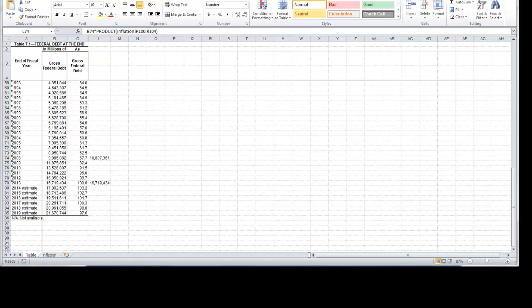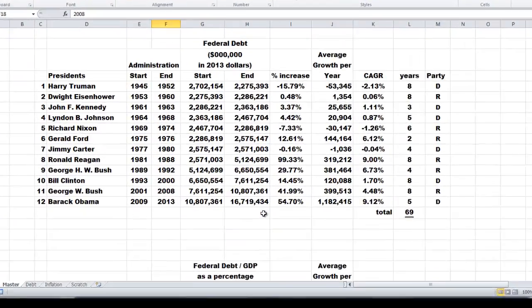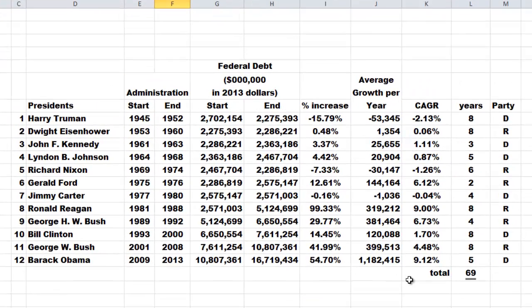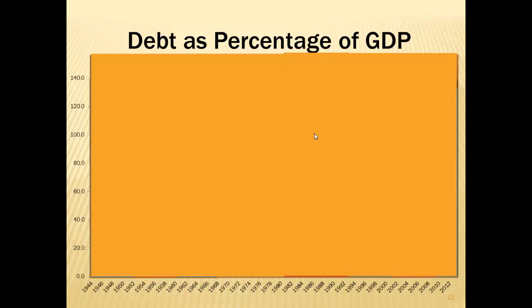Once I was able to do that, I could very quickly fill in the table, and this is what I got. All right, and I did a similar type of thing for the federal debt as a percentage of GDP, and I got this data. Let's look at this a little more closely. Now we're going to look at the results a little more carefully. And it turns out my friend was right, and in one sense he was actually wrong. So let's look at the results.